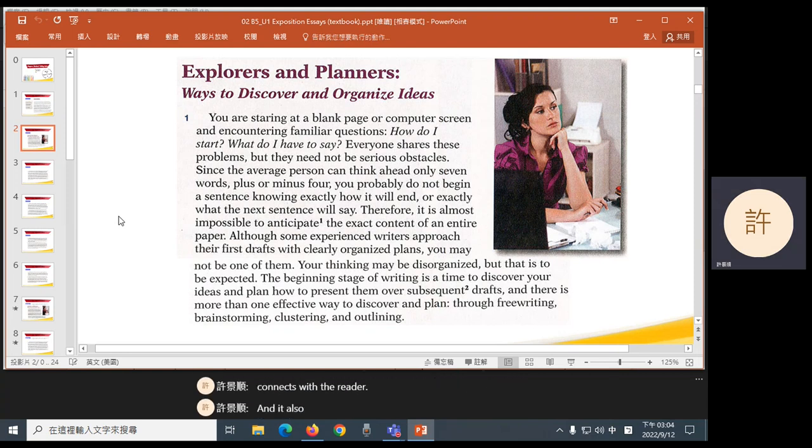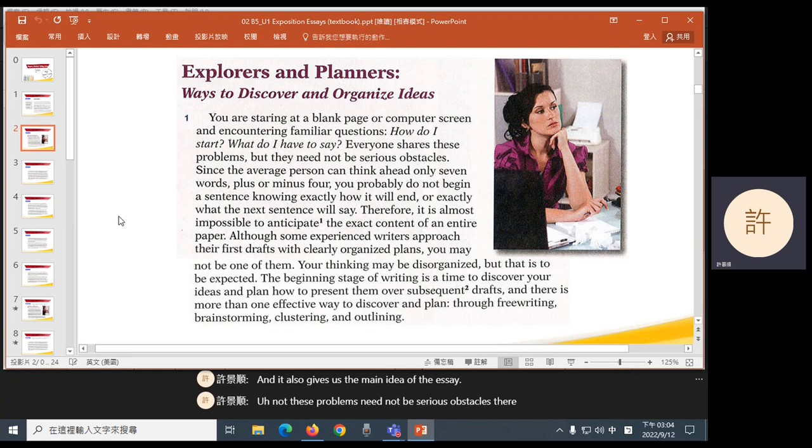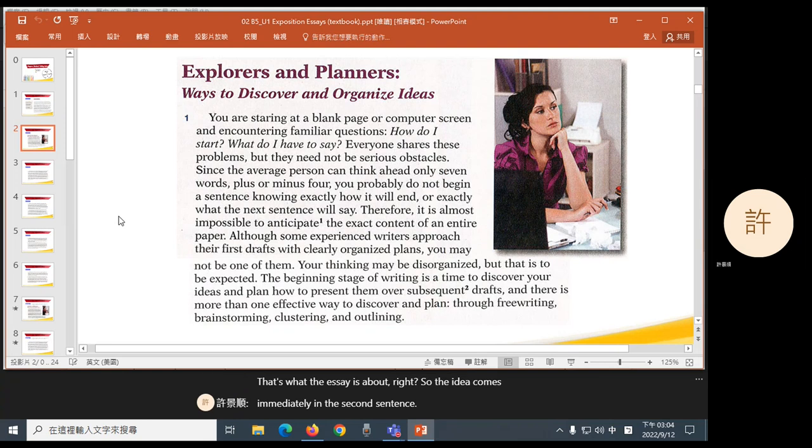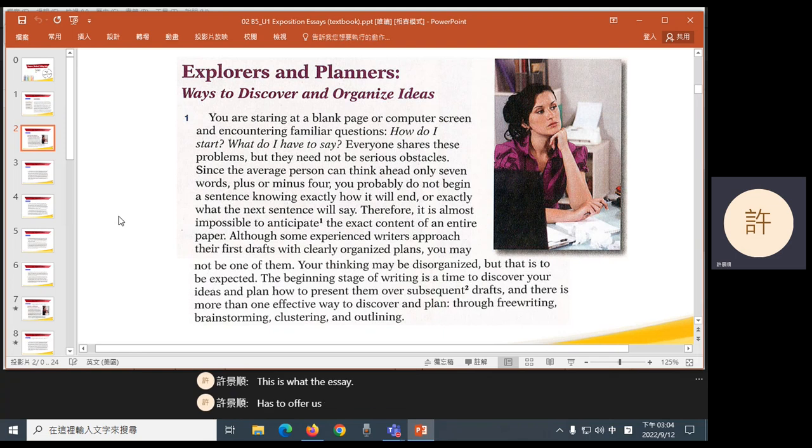And it also gives us the main idea of the essay. These problems need not be serious obstacles. There are ways to begin writing. There are things you can try to come up with ideas when you face a blank page. That's what the essay is about, right? So the idea comes immediately in the second sentence. This is what the essay has to offer us readers. It's saying if we finish reading the essay, we will learn some ways to come up with ideas at the very beginning of the writing process.